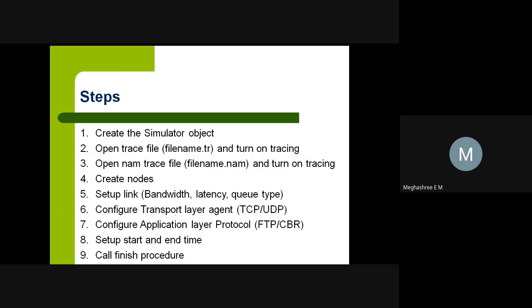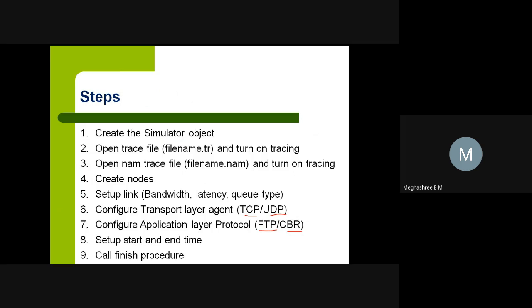Once you're done with configuring the transport layer agent, the next step is to configure the application layer protocol. Whatever agent you choose in the transport layer, the application layer protocol must be used with respect to that. If you are using TCP, then use FTP. If you are using UDP, then use CBR. File Transfer Protocol, Constant Bit Rate.